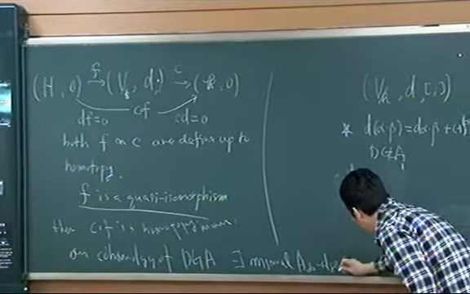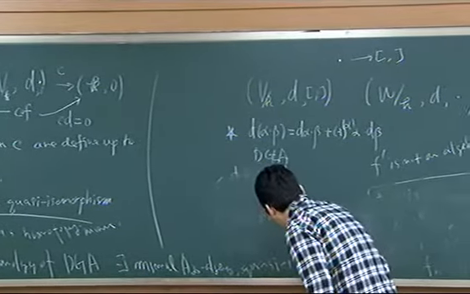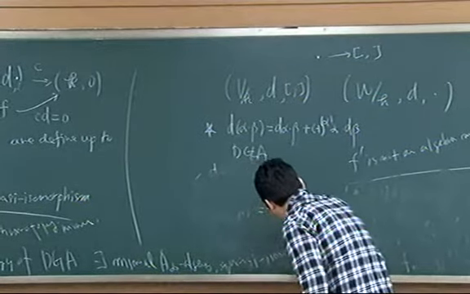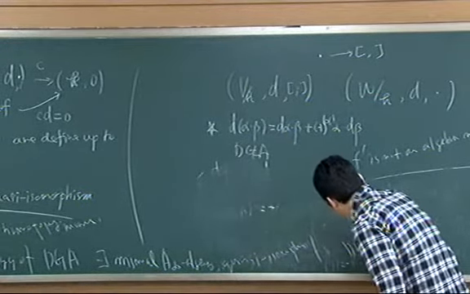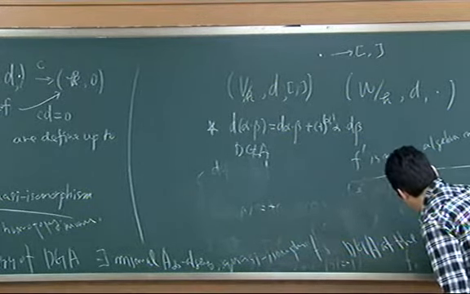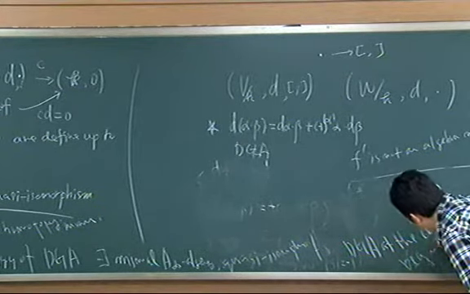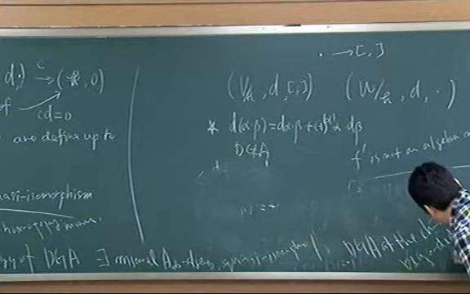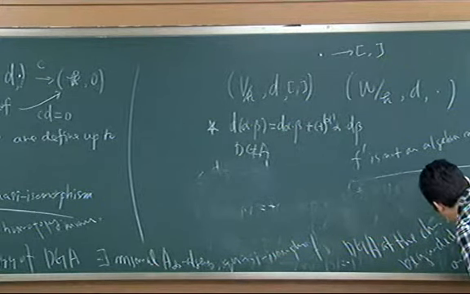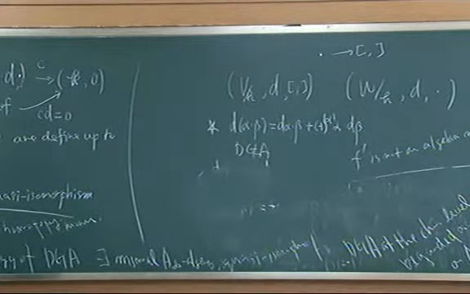Which is quasi-isomorphic to the dga at the chain level, regarded as an A infinity algebra. Okay, this is a well-known theorem.